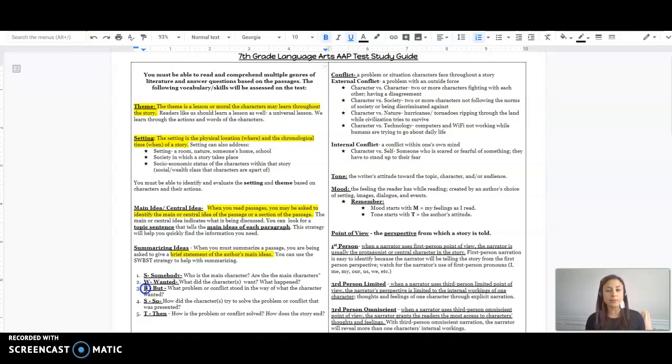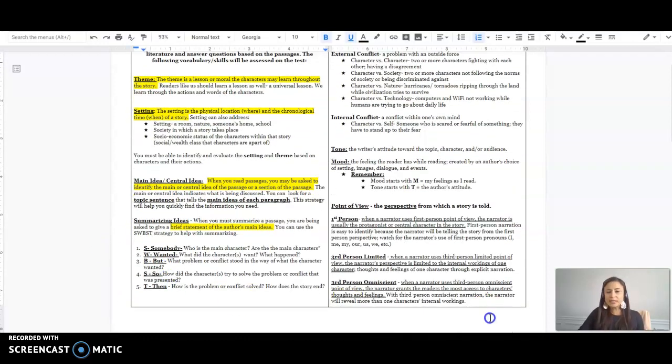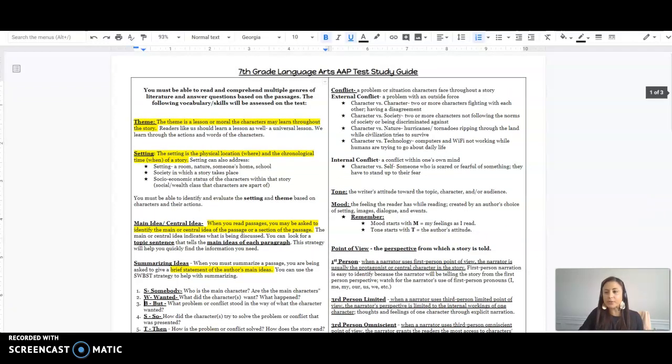Now, the conflict, remember, could be external or internal, and we'll go over that in a second. Then we have so. So how did the characters try to resolve the problem or conflict that was presented? What did they do? Was there a certain strategy? Did somebody help them? How was it resolved? And then towards the end, we have how is the problem or conflict solved? How does the story end? Okay, so think about that when you have to summarize a passage.